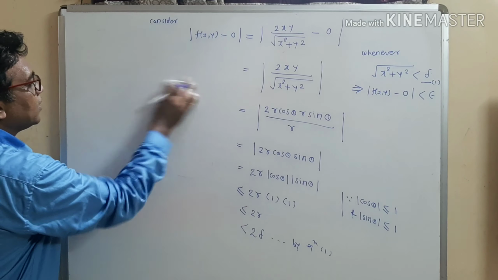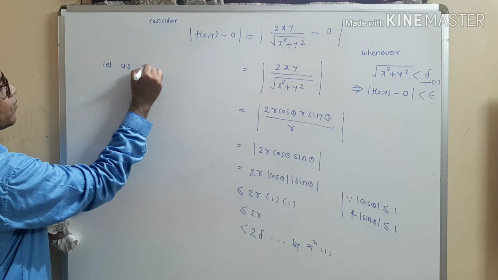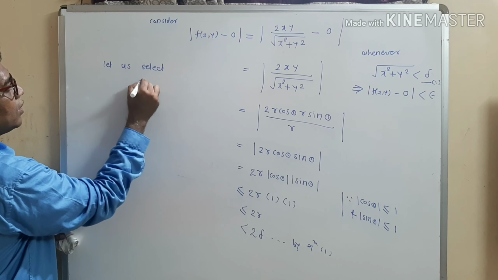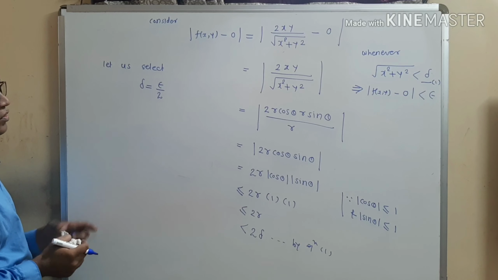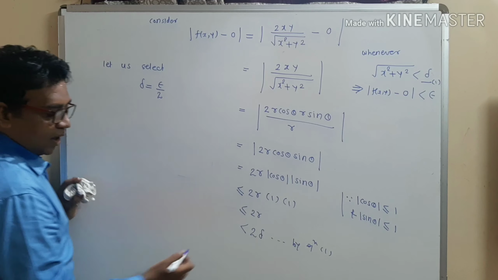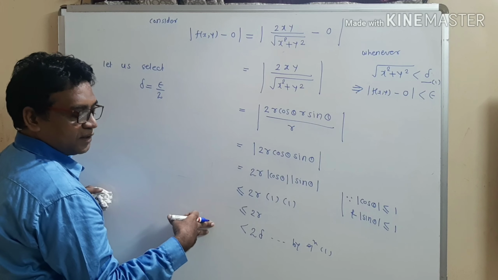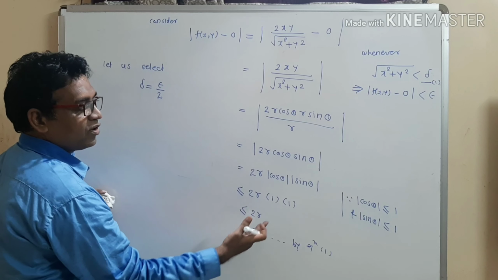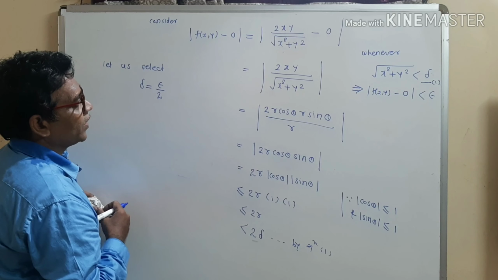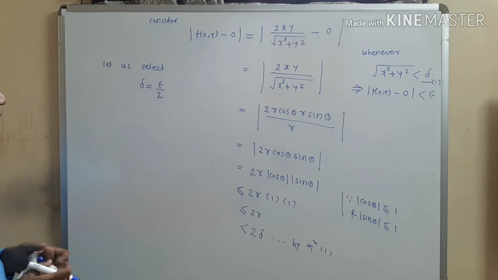So write down the last step. Let us select delta equal to epsilon by 2. So this is our selection. If suppose this is 3 delta, then we take delta equal to epsilon by 3. If this is suppose 4 delta, then we take this delta equal to epsilon by 4 and so on. So this is our selection. Okay, let us take delta equal to epsilon by 2.